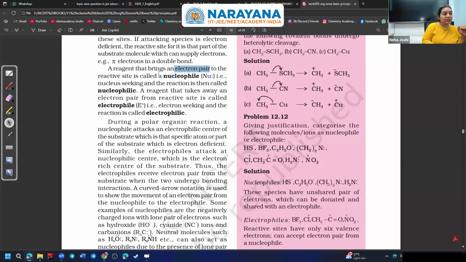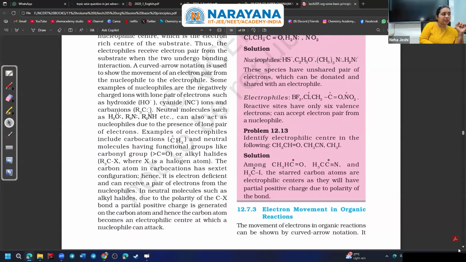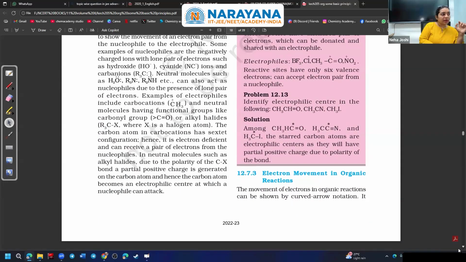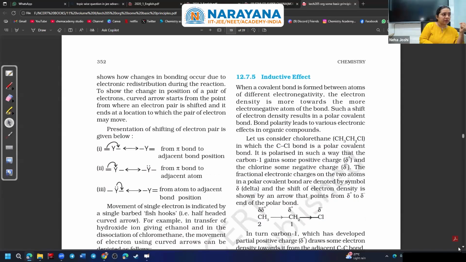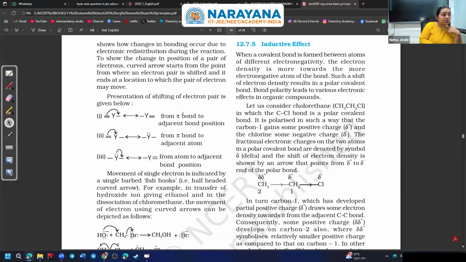You cannot have something attacking a nucleus with a single electron and call it a nucleophile. It has to be a pair of electrons. Similarly, a reagent that takes away an electron pair is called an electrophile; a single electron is not to be considered. These small, meticulous points can cause errors. Coming to electron movement, we covered this part today, so please read it by tomorrow if possible. That would be best, because we can expect these types of questions in Mains.